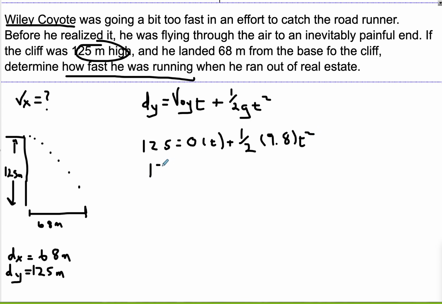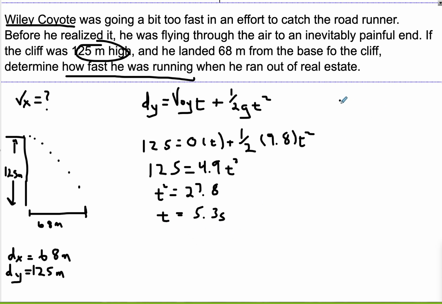So if I do the arithmetic part of this, it'll be 125 equals 4.9 times t squared. Now I want to get rid of this 4.9, so you guys know I divide both sides by that. So then t squared will equal, does anybody know what that is? 27.8. And then I have to take the square root of that. So the square root of that is 5.3. Okay, so he's in the air for 5.3 seconds.